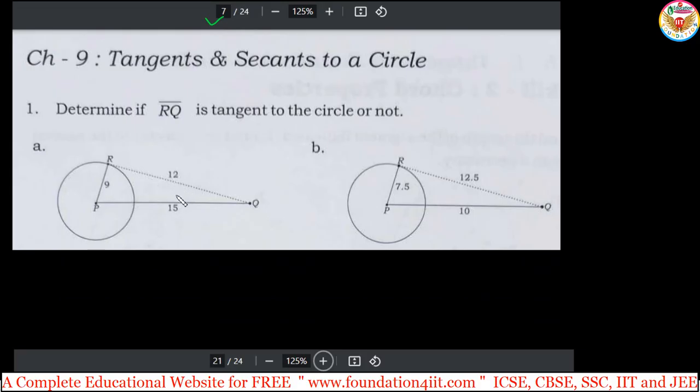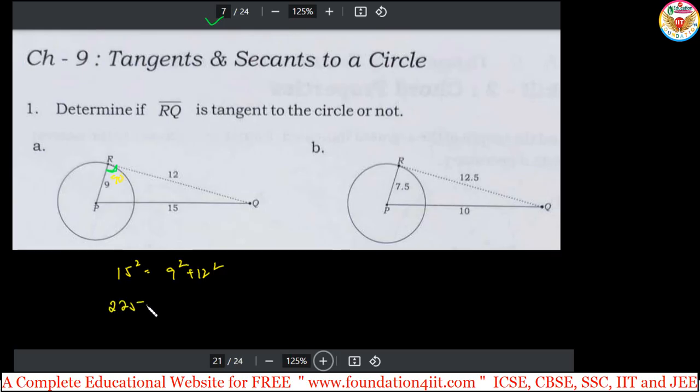So measurements are given, you verify whether it's a tangent or not. Actually, to say this is a tangent or not, it must form a right angle triangle. To show it's a right angle triangle, you have to show it's a Pythagorean triplet. So 15 square is 9 square plus 12 square, if it holds, then this is a tangent.